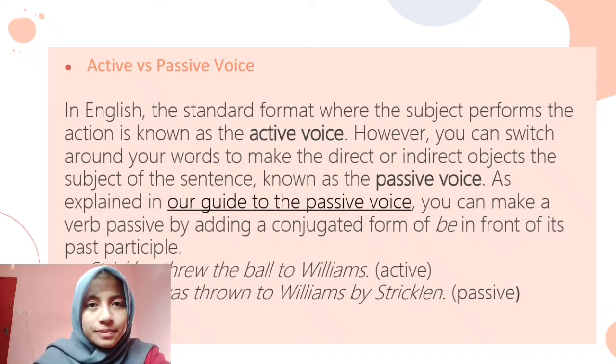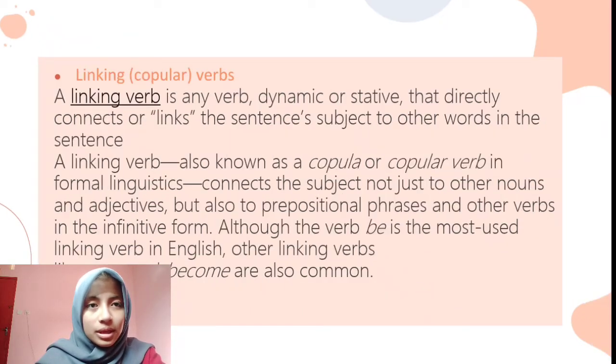Next, linking or copular verbs. A linking verb is any verb, dynamic or stative, that directly connects or links the sentence subject to other words in the sentence. A linking verb, also known as a copula or copular verb in formal linguistics, connects the subject not just to other nouns and adjectives, but also to prepositional phrases and other verbs in the infinitive form, although the verb be is the most used linking verb in English. Other linking verbs like seem and become are also common.